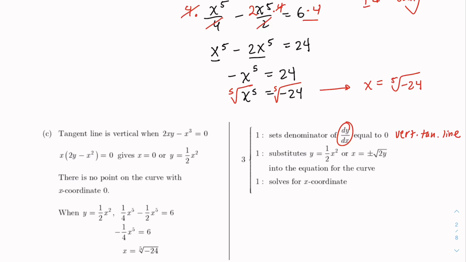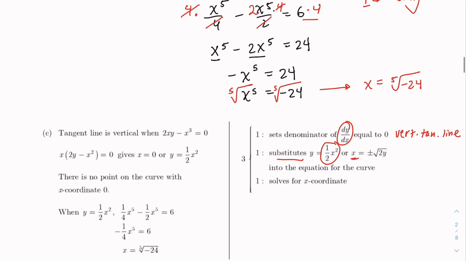We then got a point for solving for y and then substituting it in. Notice you could have also solved for x, although that was a little more complicated. And then we got a final answer for getting our x-coordinate of 5th root of negative 24. So in this case, we got all 3 points.